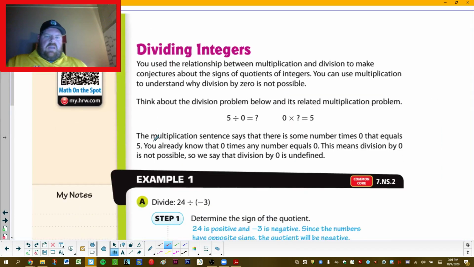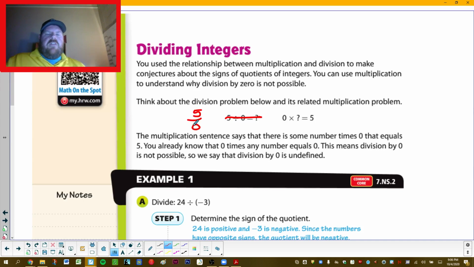All right, let's go ahead and look at an example that they have for dividing integers. It says that before we use the relationship between multiplication and division to make conjectures about the signs. You can use multiplication to understand why division by 0 is not possible. Now this may be something that we talked about before, may not. I don't know what happens at the earlier grades. So one thing that we are not allowed to do is divide by 0. And this is one idea of it. This is one thing that kind of helps. Let me kind of rewrite this how we saw it.